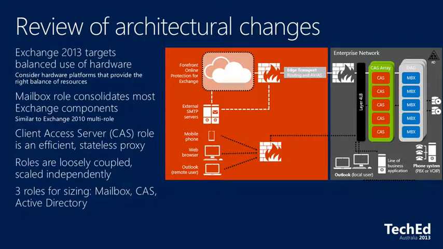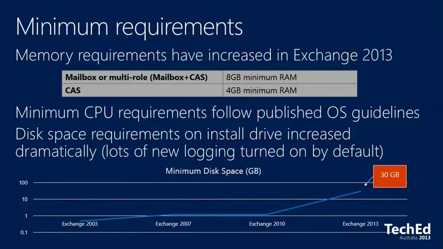So that means the workload that CAS is doing now in 2013 is significantly lighter than the workload being done in the 2010 and 2007 CAS. Now, of course, that workload still exists. It's now just all on the mailbox role. The other thing to think of is that now we're down to just the 2 roles, that really leaves you with 3 types of server roles to have to size for. One being CAS, the second being mailbox, and the third being Active Directory. Even though that's not an Exchange role, it's still a server role that you need to size for in an Exchange environment. And we'll talk about that in a minute.